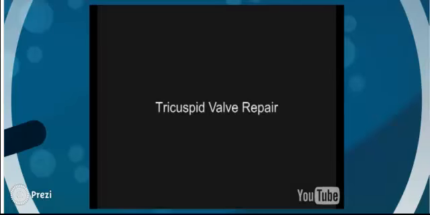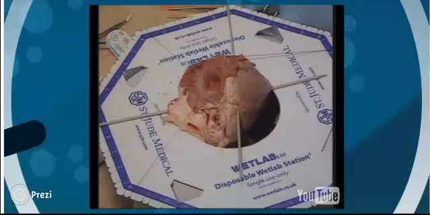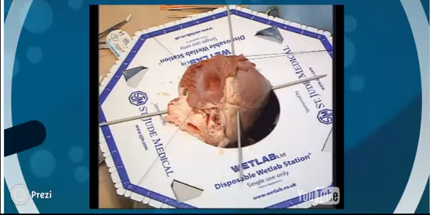Tricuspid valve repair. The instruments and sutures needed for this procedure are described in the workbook. The heart is prepared and mounted as shown. The right atrium is opened to expose the tricuspid valve.